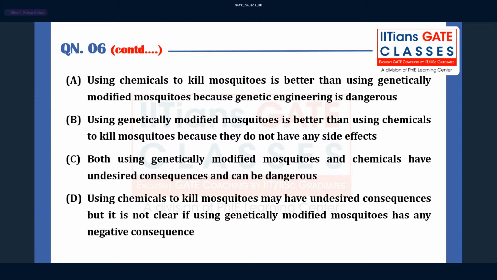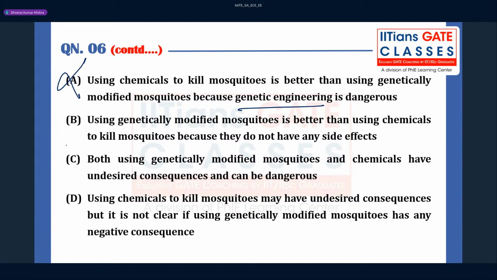Now you read the options and you will realize that this option will not be correct, because if the options are according to your own thought and not according to the passage, that can happen. Option: using chemicals to kill mosquitoes is better than using genetically modified mosquitoes because genetic engineering is dangerous. Nothing is mentioned regarding genetic engineering, so this is not the correct answer. You have to answer in this manner. Now let us go to the next option.